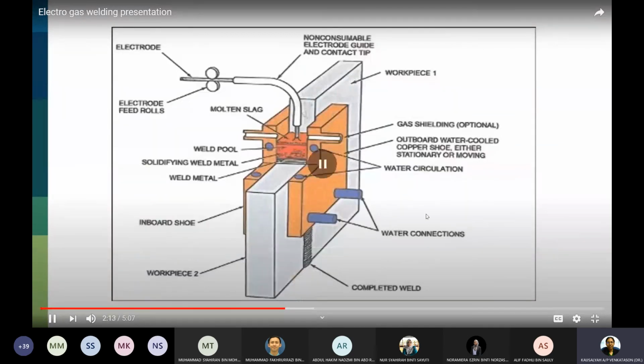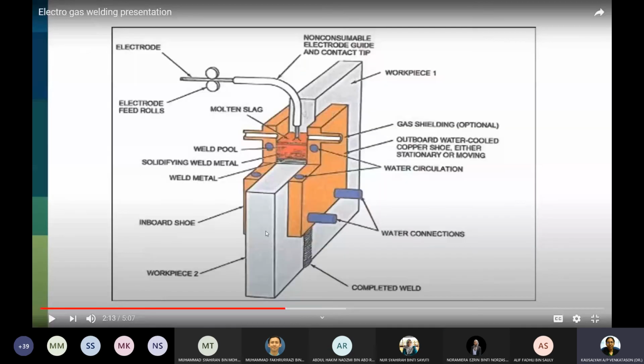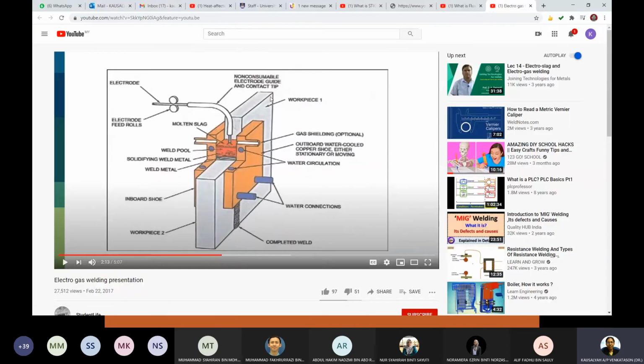You can see, this is also the schematic setup. Basically, the welding is done between a clamping of what we call the molding shoes over here. With the molding shoes, it provides a protection, and the welding pool is stabilized as well over here. I'm not going to go through this because it's a long video basically giving the full explanation.